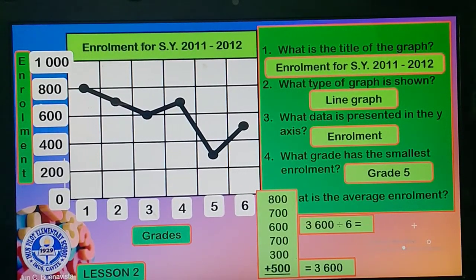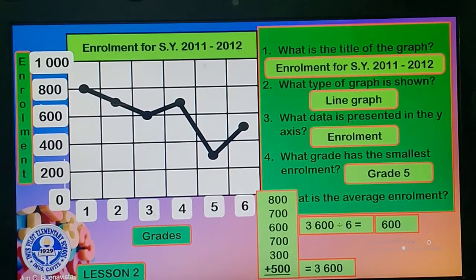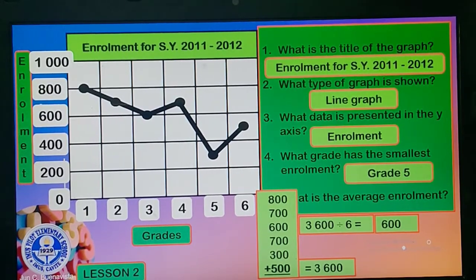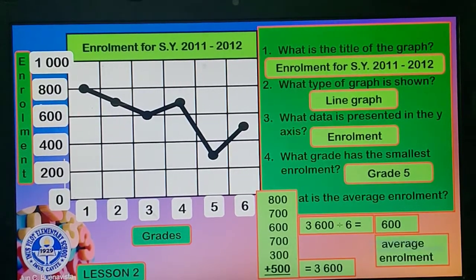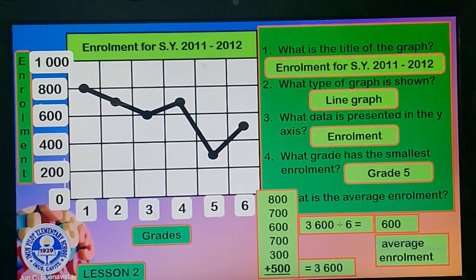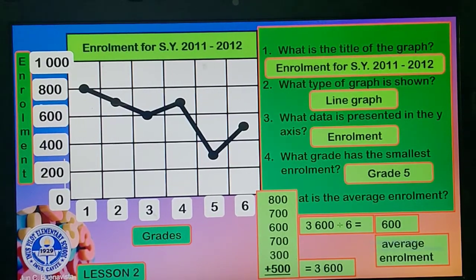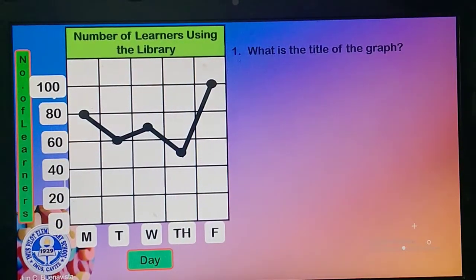3,600 divided by 6 equals 600. So that is, therefore, the answer, class. The average enrollment is 600. Okay, so that is how to solve routine and non-routine problems involving the line graph. Now, let's have another example.